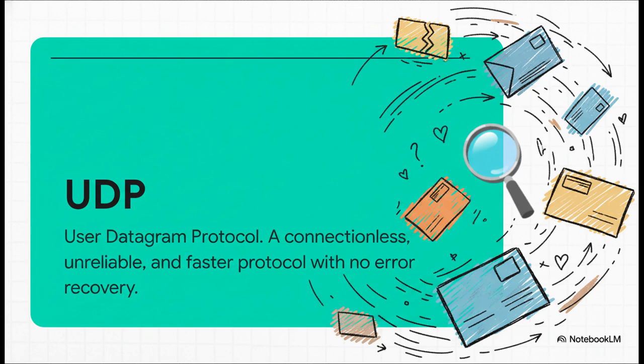Now, if TCP is certified mail, UDP is like scribbling a note on a postcard and just tossing it in the mailbox. You just send it and hope for the best. It's connectionless, no setup, no handshake. This makes it incredibly fast, but it offers zero guarantees. Data might get lost, it might show up out of order, who knows?